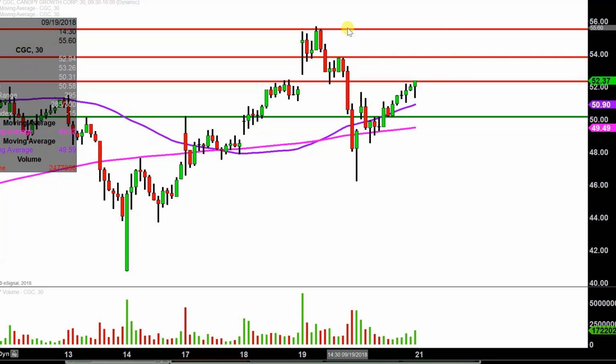All in all, though, nice day, nice recovery from the lows. And like I said, looking at the after hours right now, it looks like there could be a gap up, but we'll see how things ultimately open up tomorrow morning.